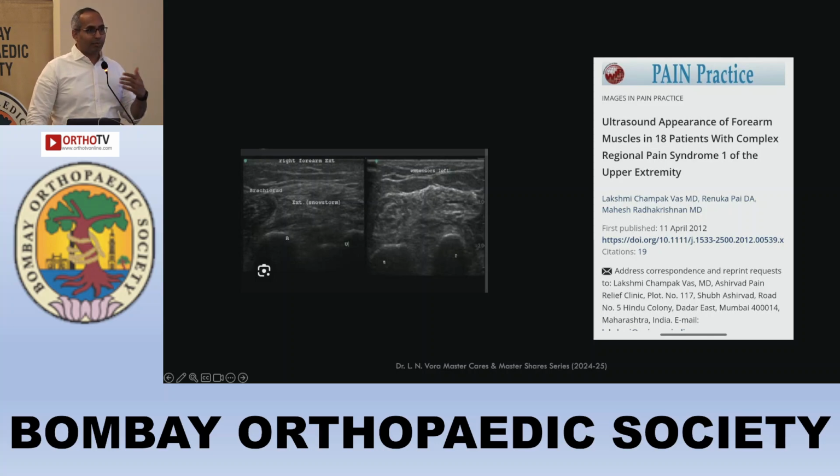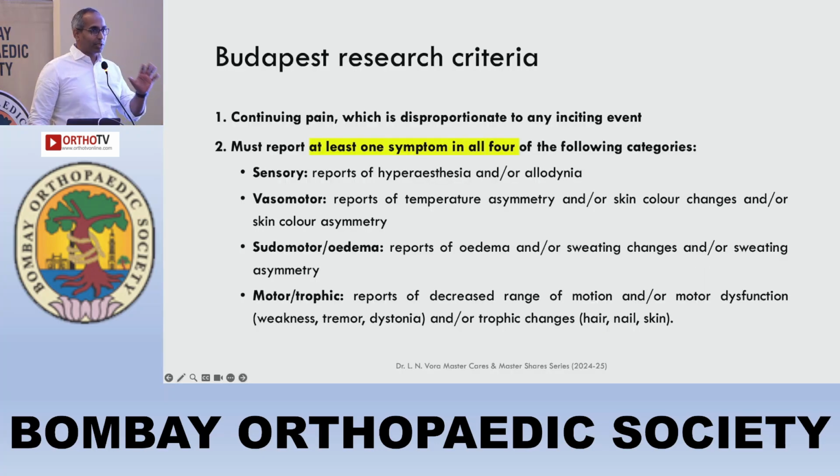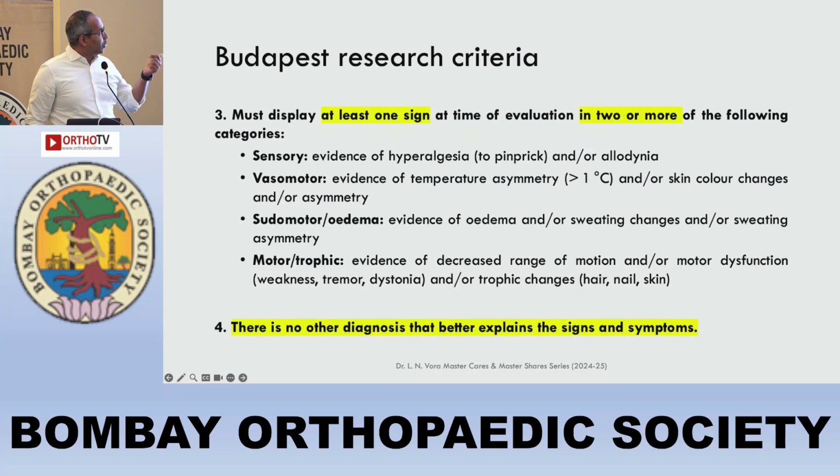It's making it more and more easy to pick it up early and give us an idea of what must be happening mechanically. So if someone has to do some research on it, we have to use the Budapest research criteria. There has to be one symptom in all 4 domains, one sign in 2 or more of the following domains, and most importantly, no other diagnosis explains the signs and symptoms.